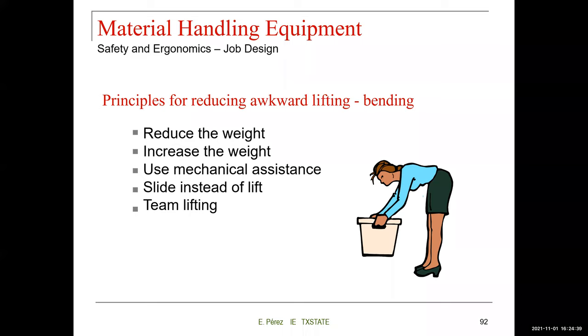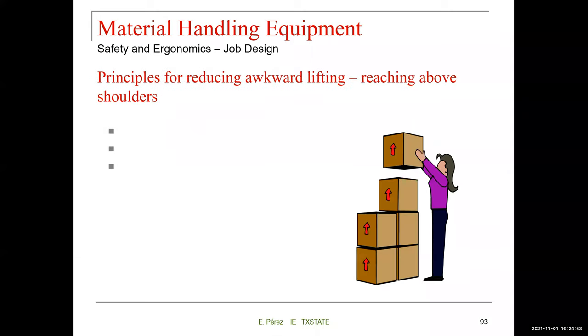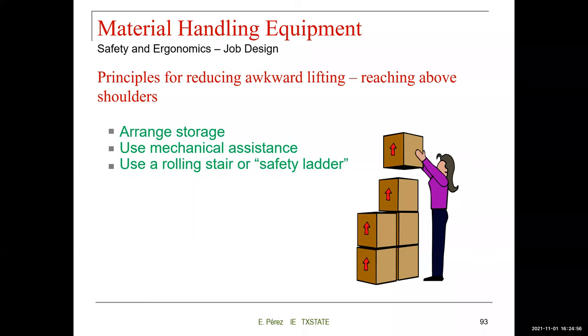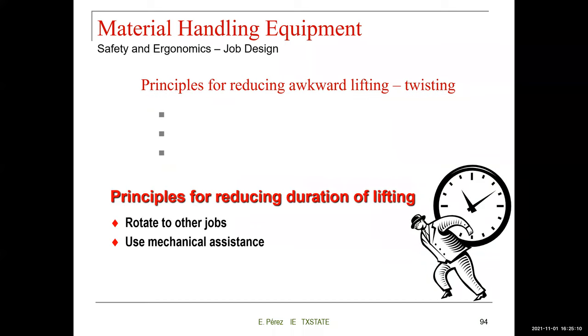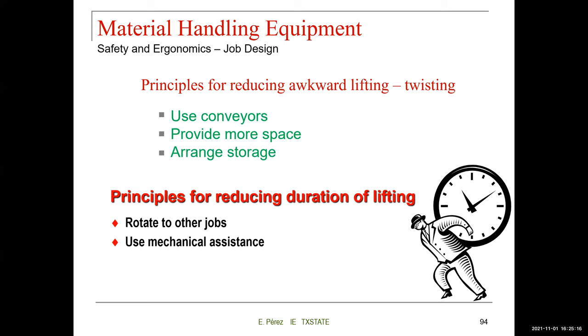In terms of upward bending, reduce the weight or increase the weight, depending again on the type of movement that you are doing, use mechanical assistance, slide instead of lift, and team lifting. For reducing upward lifting above the shoulder, arrange storage, use mechanical assistance, or use a rolling stair or safety ladder. And then principles for reducing upward lifting and twisting: use conveyors, provide more space, and arrange storage.